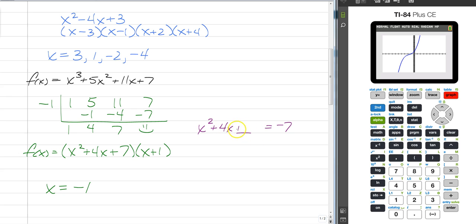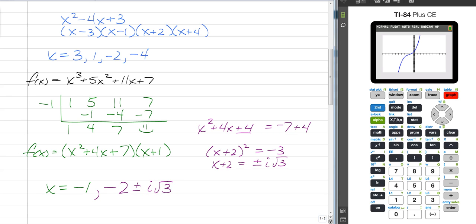So half of 4 is 2, squared is 4. So we're going to add 4 to both sides. x plus 2 quantity squared is equal to -3. Square root both sides, and x plus 2 is equal to plus or minus i root 3. And then we would subtract our 2. So our other 2 solutions are -2 plus or minus i root 3.